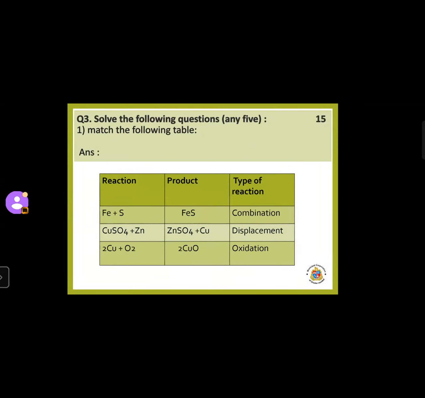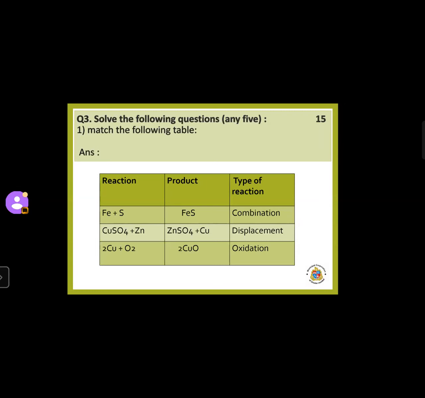Second one is CuSO4 plus Zn. It forms the product, that is ZnSO4 plus Cu. Now this is your displacement reaction. Only one reactant gets displaced. So in one compound, only one element gets displaced, and this is the displacement reaction.